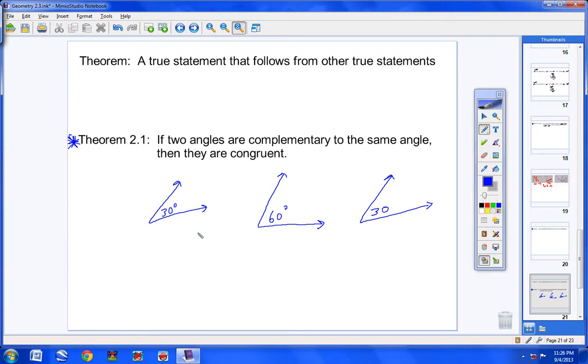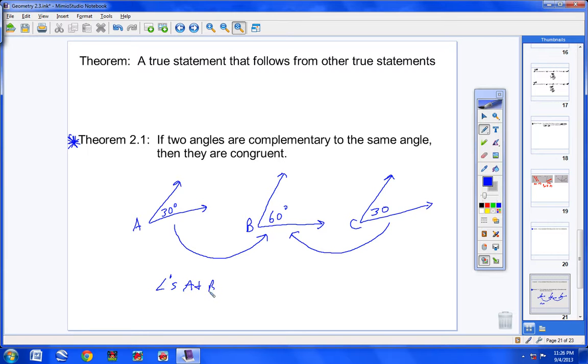Watch carefully. Do you notice that 30 and 60 are complementary? You should. 30 plus 60 is 90. And do you notice that 30 and 60 here is complementary? We're going to call this angle A, we're going to call this angle B, and we're going to call this angle C. Are you with me so far? Angles A and B, let's write this down. Write this down, please, in your notes.